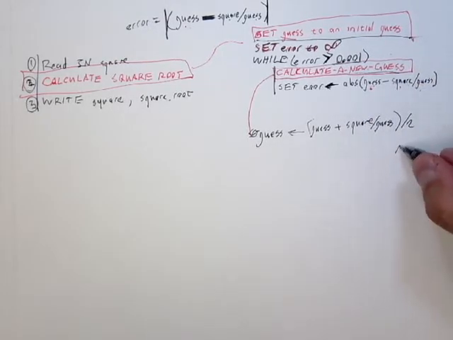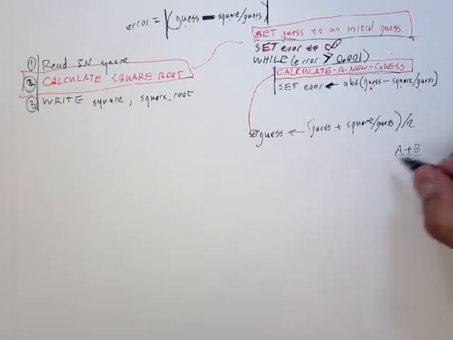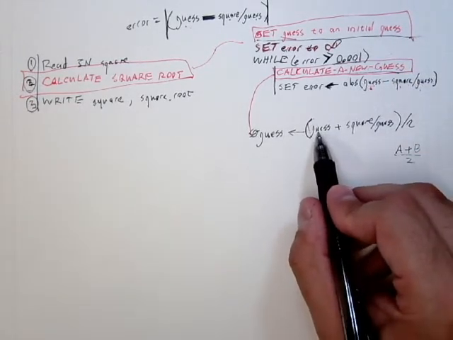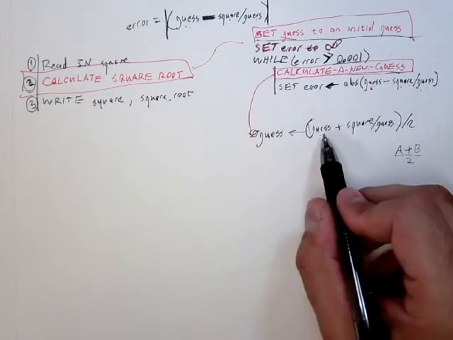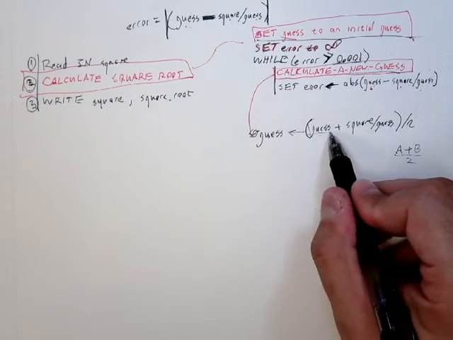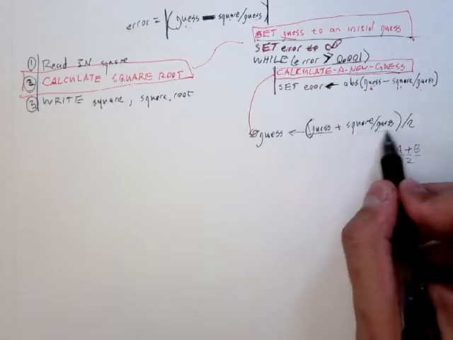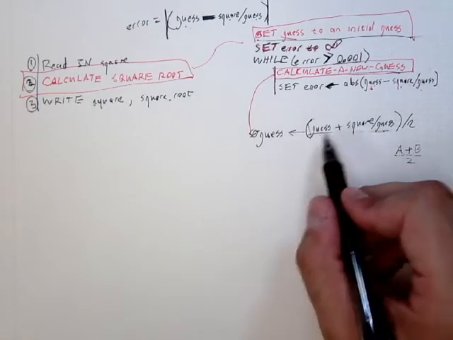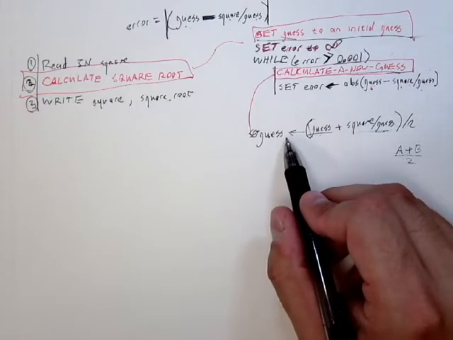So generally halfway in between A and B is going to be A plus B over 2. Right? That'll get you halfway in between those two numbers. You can kind of work that out. So this guess is halfway in between my guess, which is maybe an overestimate, and square over guess, which would be an underestimate, or vice versa. Right? So hopefully this guess is a little bit closer to the truth.